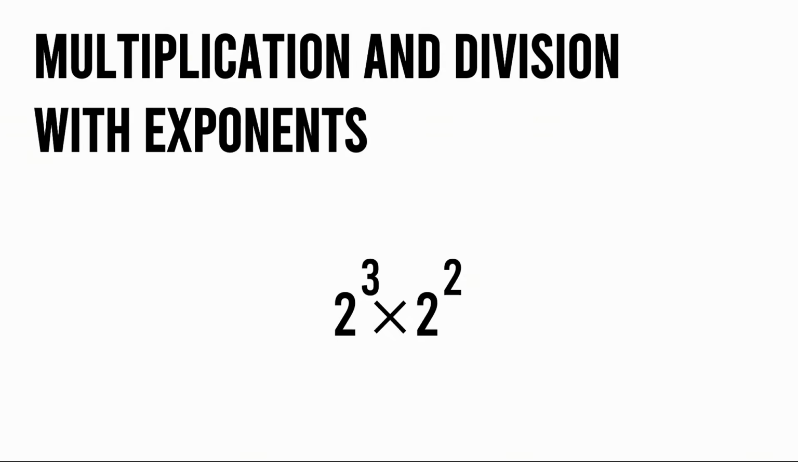We could first calculate 2 to the power of 3, which equals 8, separately, and then calculate 2 to the second power, which equals 4. And then multiply them together. 8 times 4 equals 32. But there is an easier way.